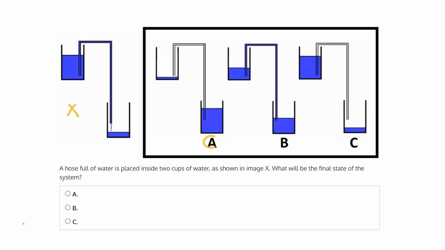However, in A, we do see something that makes sense for the final state of the system. We see that the top cup has been largely drained, the bottom cup has been largely filled, and now the hose is empty of water. So that meets one of our 2 conditions. So therefore, it's A that represents the final state of the system, and the correct answer is A.